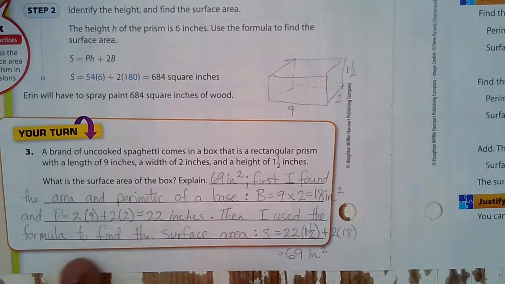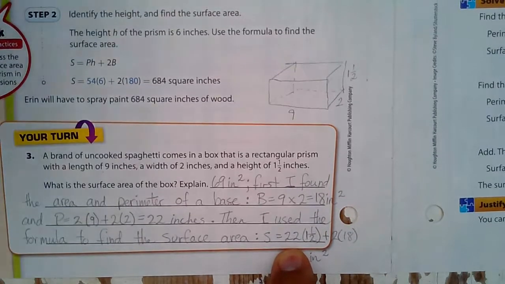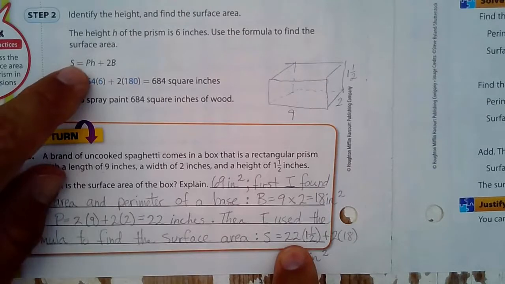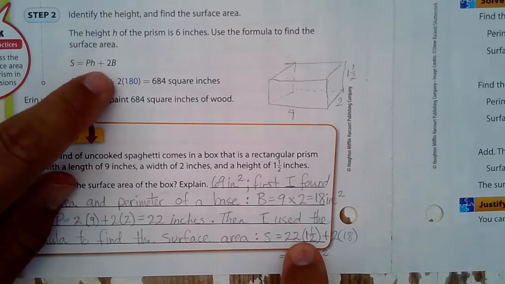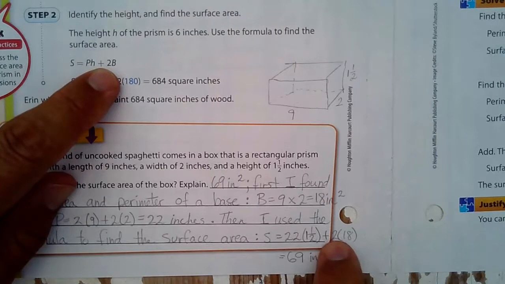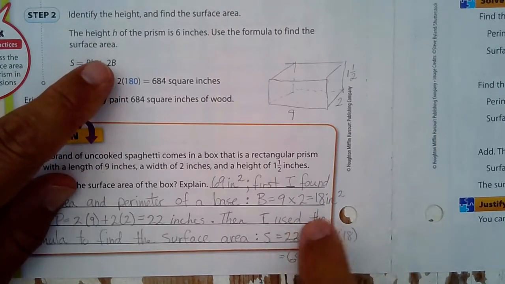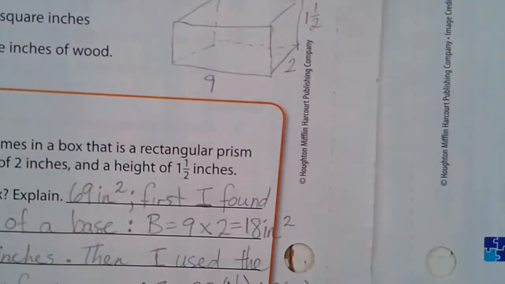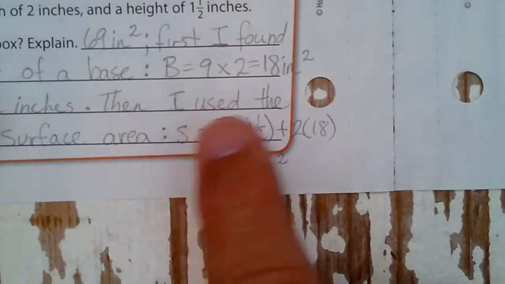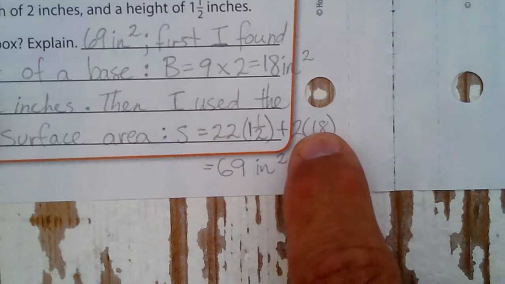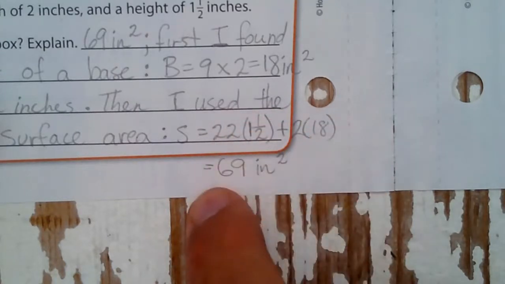And then I use the formula to find the surface area. If we look at this and compare it to this, my index finger is at the perimeter of the base times the height, right here, plus 2 times the base area, 2 times the base area right there. You multiply these two together, save it. Multiply these two together, save it. Add these two saved numbers together, and you get 69 square inches.